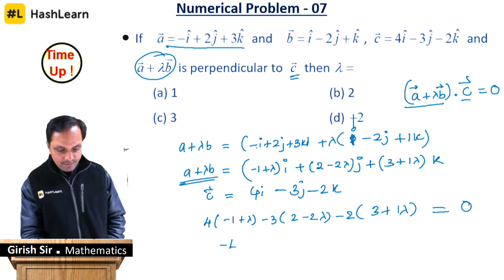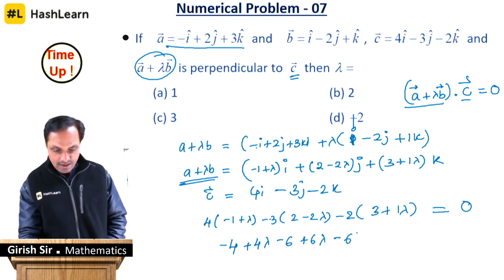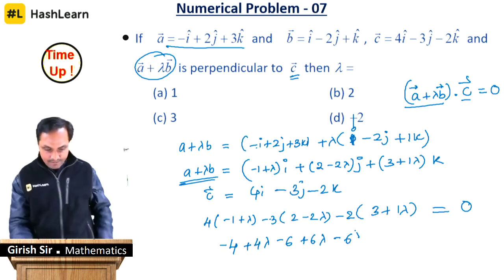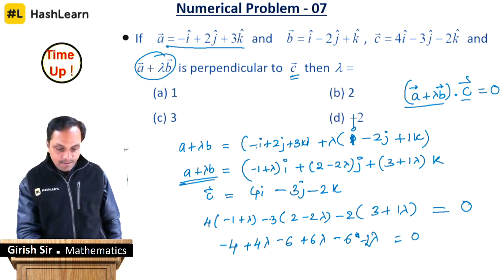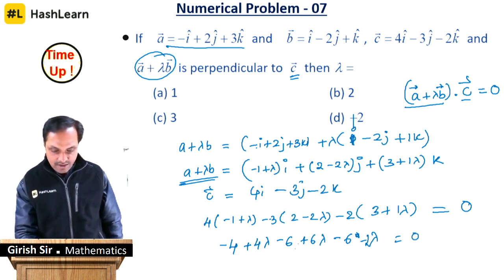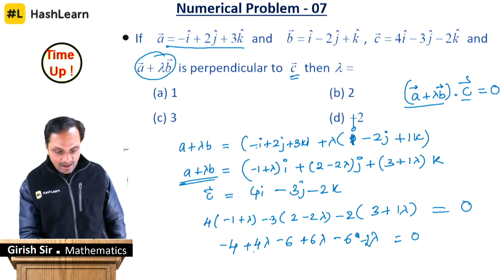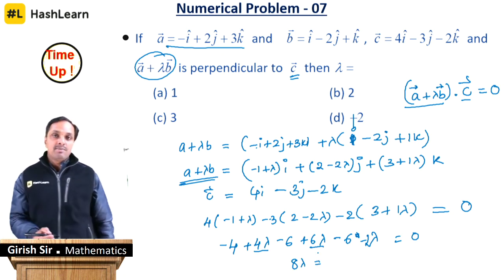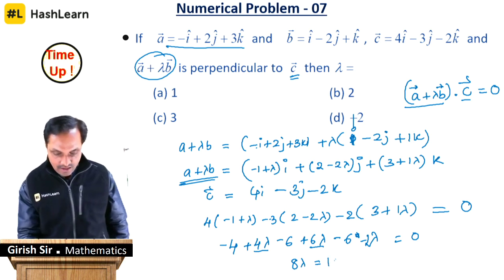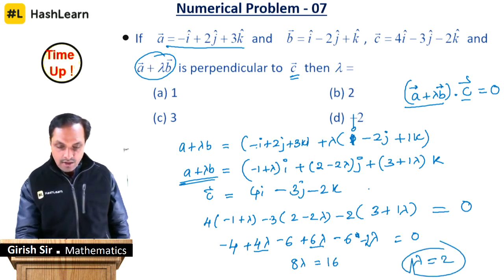So -4 plus 4 lambda, and -6 plus 6 lambda, that will give you -6 - lambda... so -6 - 2 lambda is equal to 0. So -4 plus 4 lambda -6, 3 2 6 plus 6 lambda, that is -6 and that will give -2 lambda. Let's simplify lambda one time, you know that will give you 8 lambda on the left hand side and the numbers will give you on that side 6 + 6 is 12, 12 + 4 is 16. So our lambda is 2. 2 is in the option B.